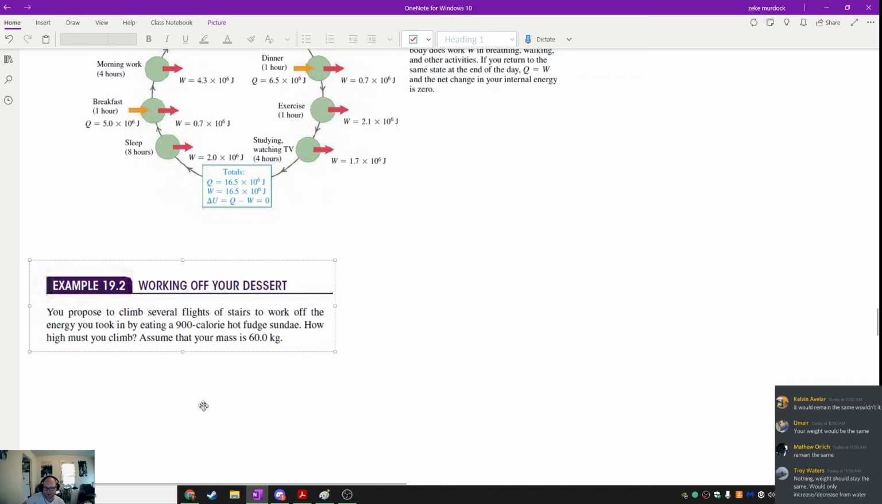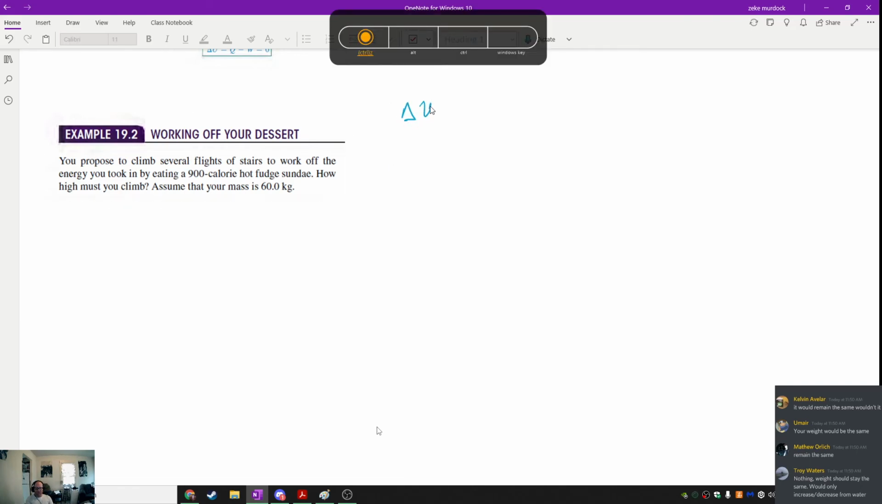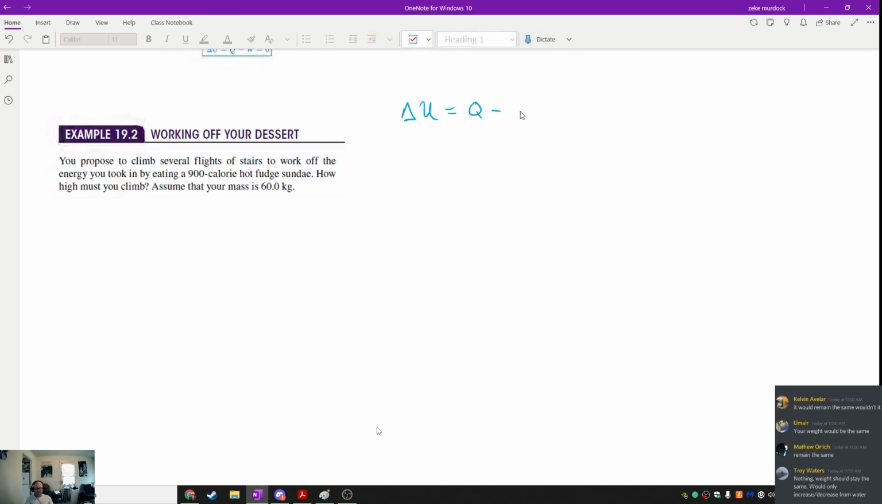All right, so it says working off your dessert. You propose to climb several flights of stairs to work off the energy you took in by eating a 900-calorie hot fudge sundae. How high must you climb? Assume your mass is 60 kilograms. Okay, only one new equation now. If you think about it, the only new equation we have is that delta U is equal to Q minus W.